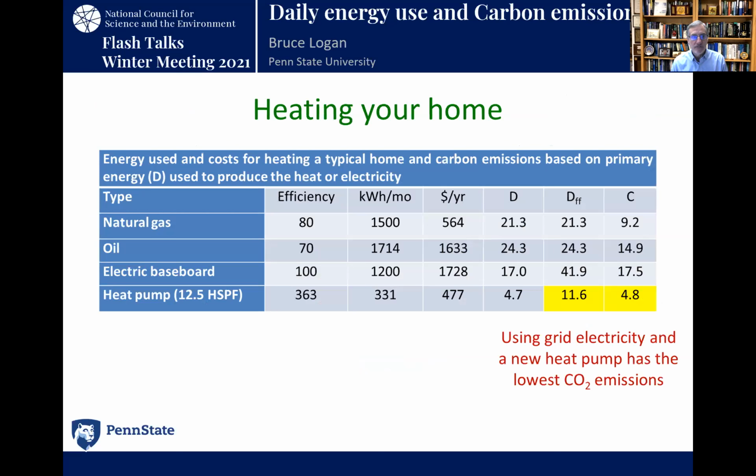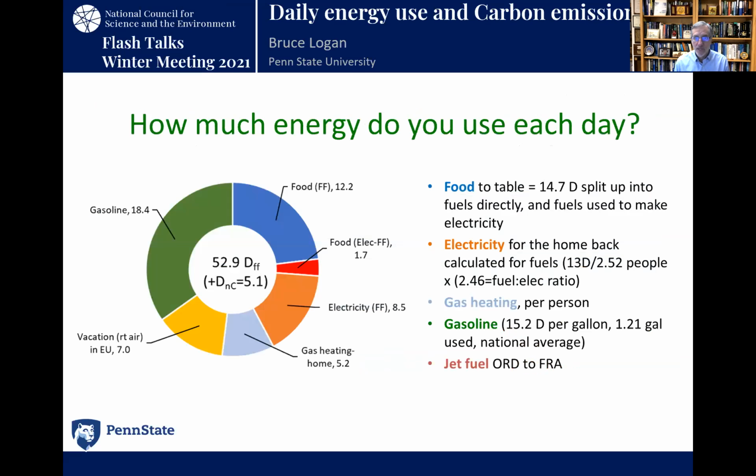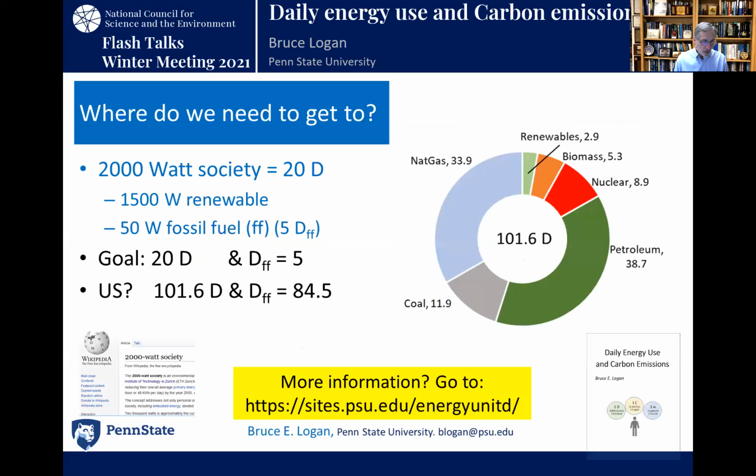For housing, if you heat your house with an old natural gas or oil or electric baseboard heating, you're using anywhere from 20 to 40D in fossil fuel energy, that's that FF subscript, whereas you need about 12D if you used a modern heat pump, and that would only emit about 5C using electricity from the grid. The food that you eat every day and the electricity you consume, it's about 53D and an additional 5D without carbon. Overall in the US, we consume about 102D.